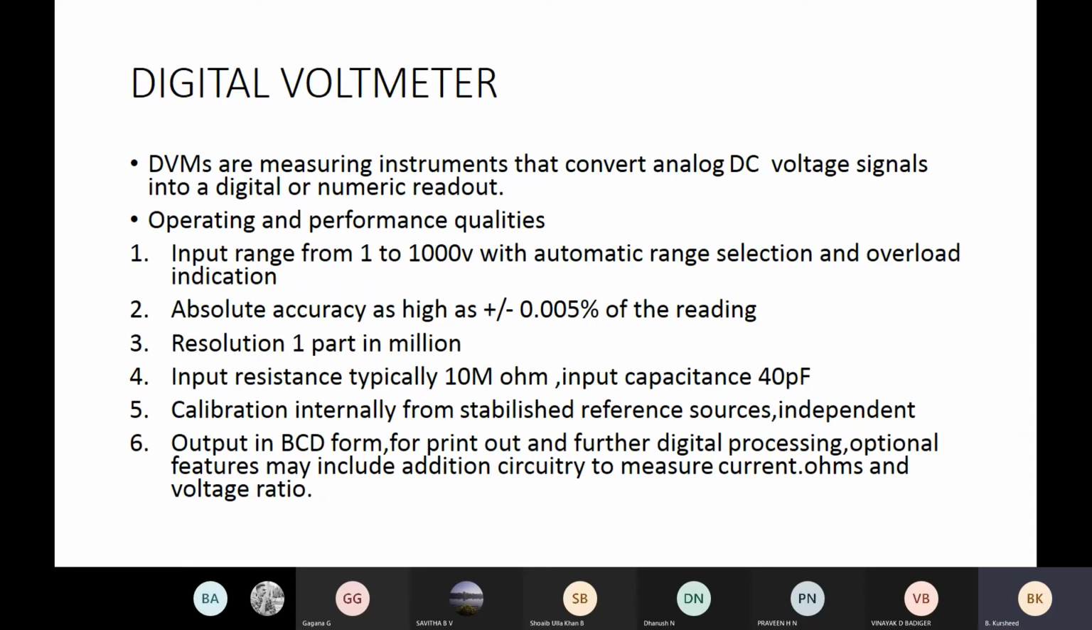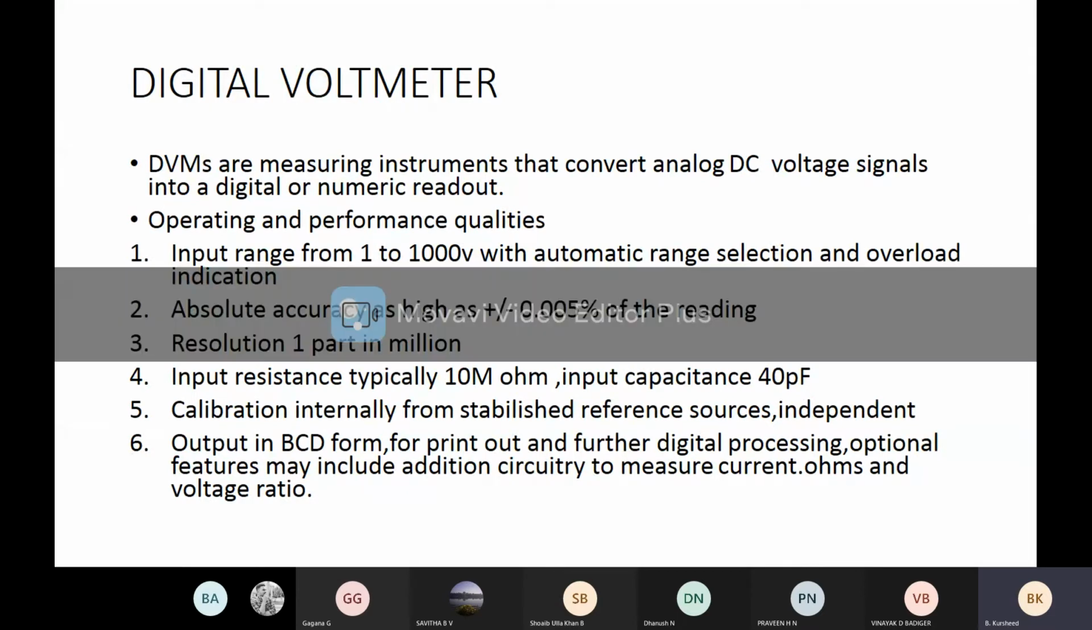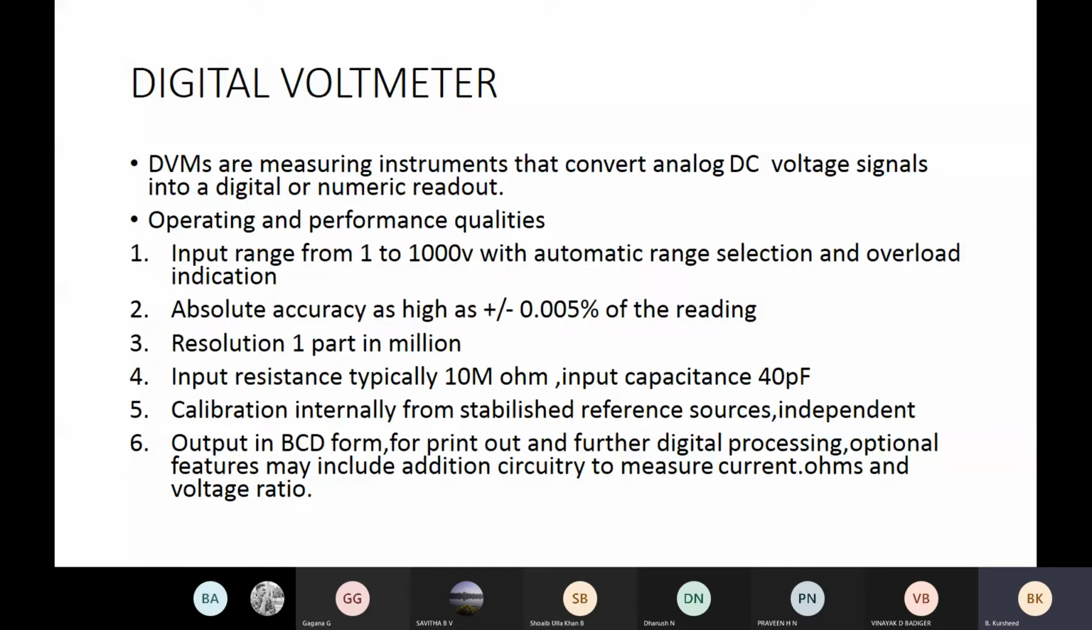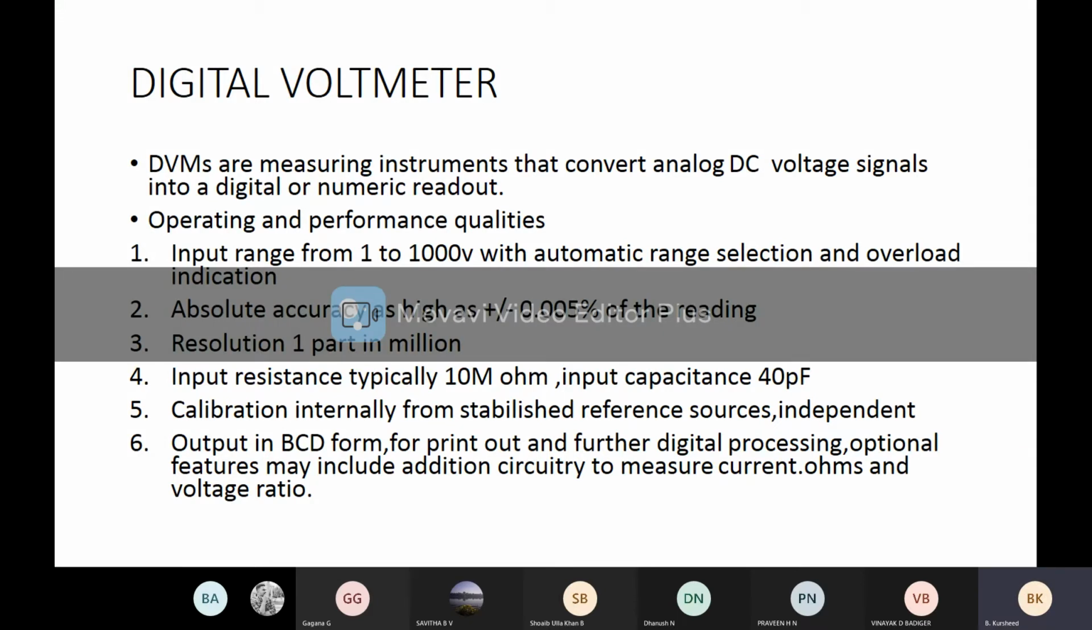When you come to an analog signal, it will be continuously varying. We can't tell what value it is, right? For some time the signal will be increasing, reaching maximum, decreasing, going to a negative value, again increasing. We can't tell a fixed value if it is an analog signal. If it is a digital signal, we can tell, yes, this is a 5 volt signal, this is a 10 volt signal, right?